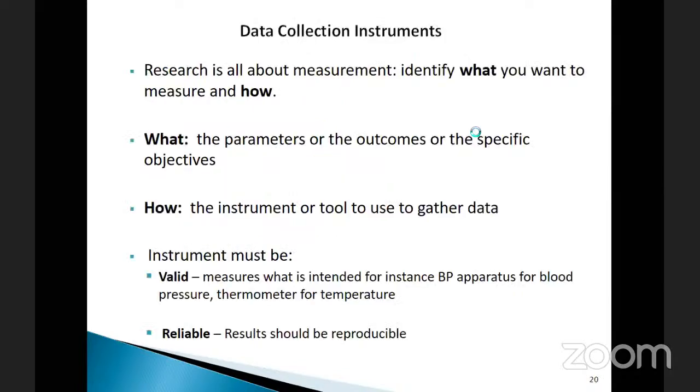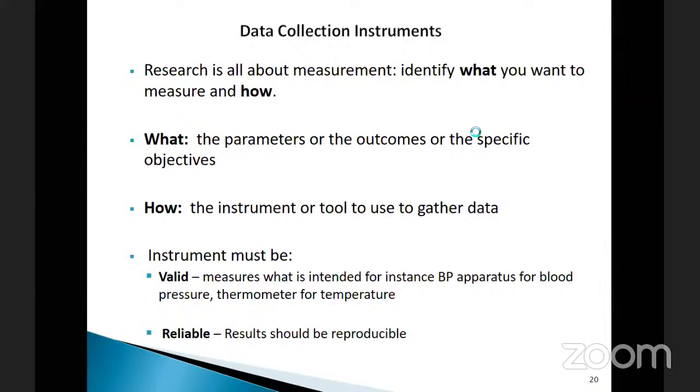Now, data collection instruments. Research is all about measurement. Identify what you want to measure and how. The what tells you the parameters or the outcomes of the specific objectives. The how will tell you about the instrument or tool to use to gather data.